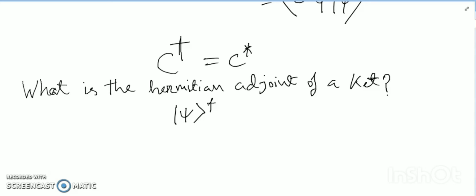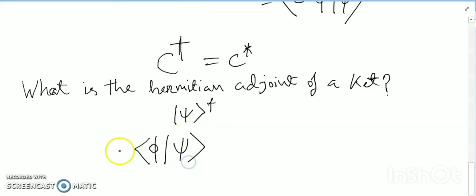What is the Hermitian adjoint of a ket? Now this might seem like a weird question since we have been considering a ket as a vector, not an operator, but bear with me as we try to make sense of it. Instead of working with the ket by itself, let's work within an inner product. This is the inner product: bra phi acting on ket psi.